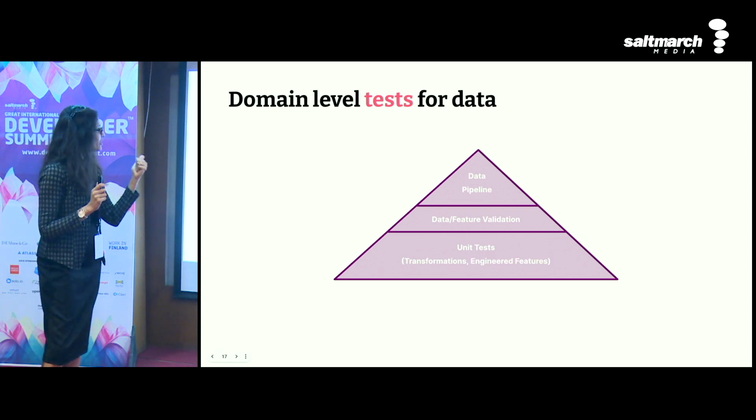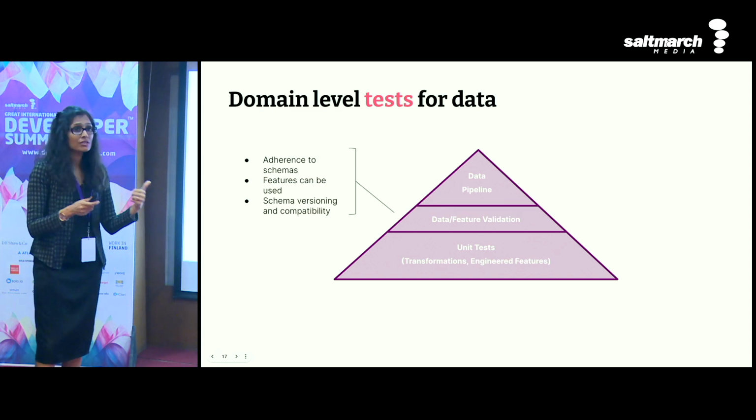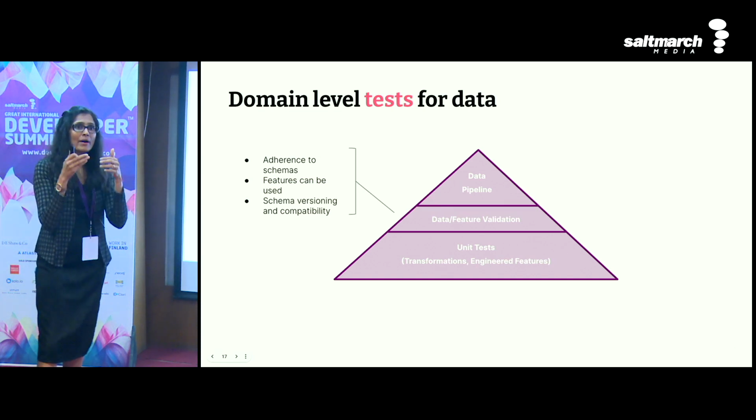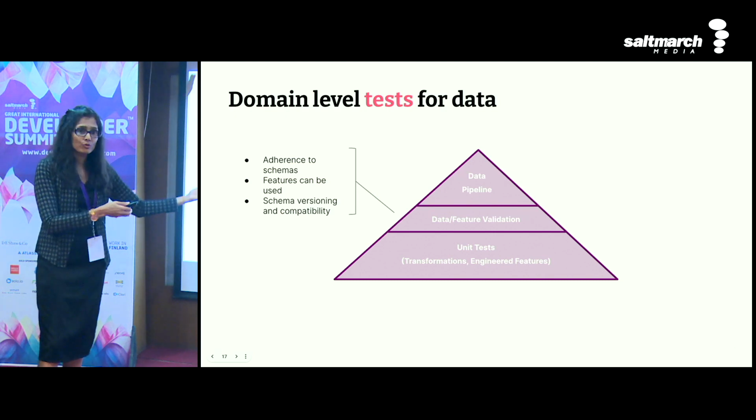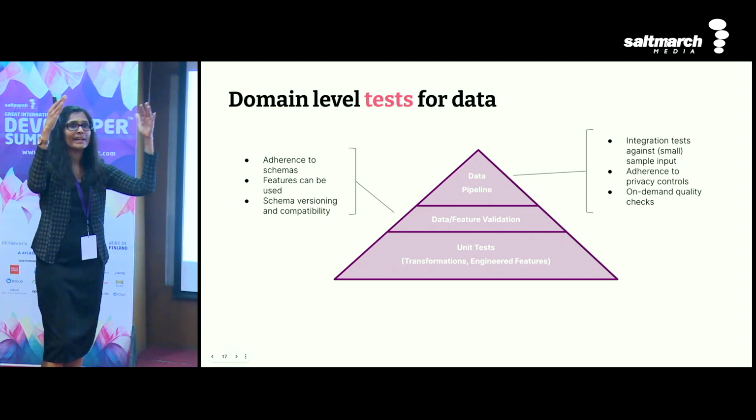Then there is data feature validation, right? Where we are talking about adherence to schemas. Can my features be actually used? Is there schema versioning happening? Am I backwards compatible to what I had produced earlier, right? And last but not the least, at the data pipeline level itself, right?